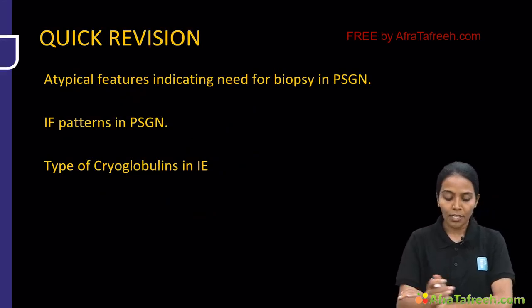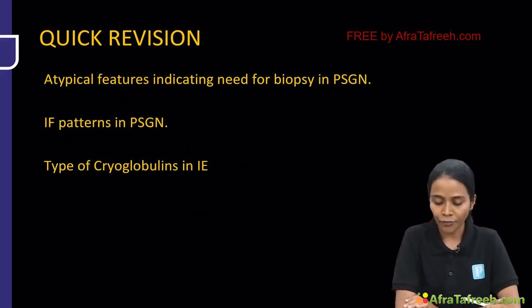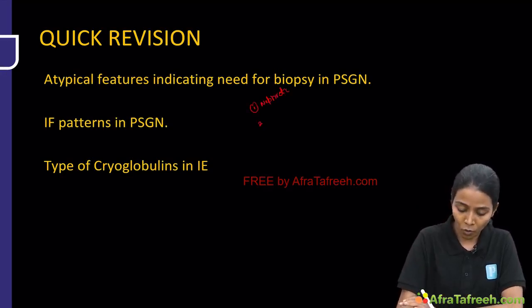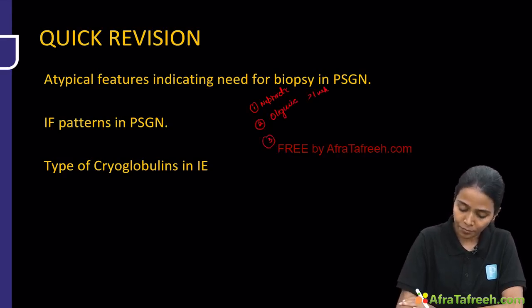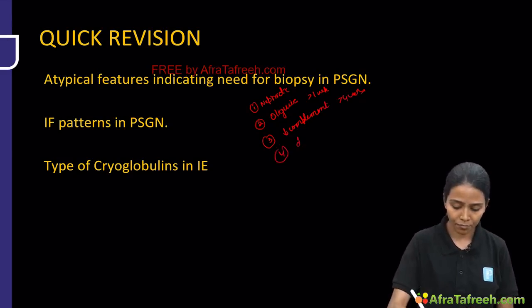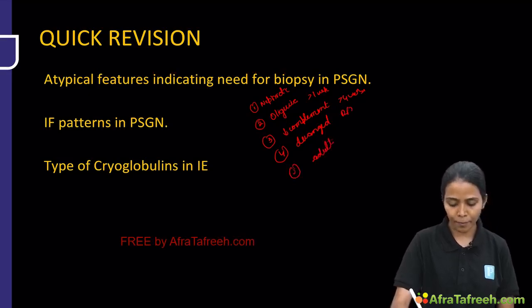Okay. Now, atypical features indicating need for biopsy in PSGN. This can be children who are presenting with nephrotic syndrome or oliguria that is persisting for more than 1 week. Clinically, they are going to have low complements for more than 4 weeks, and they're going to have deranged RFT, or any adults.